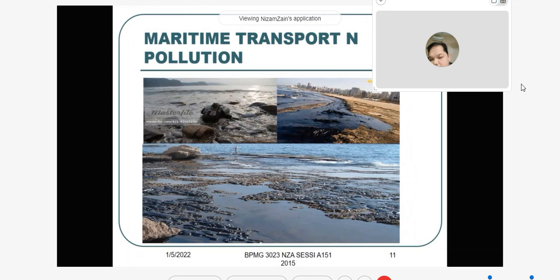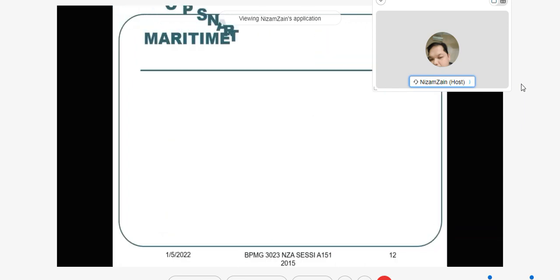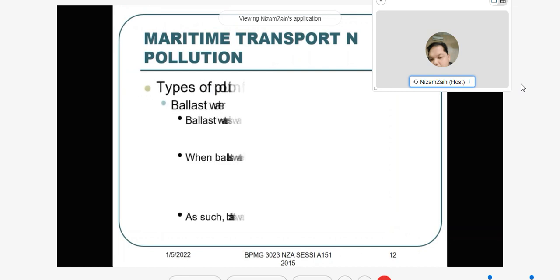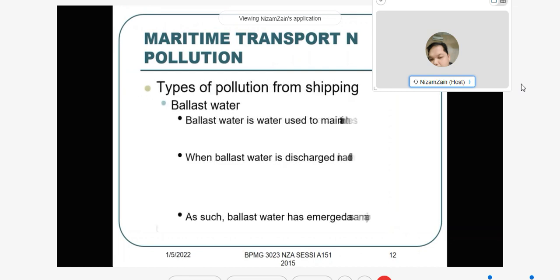Okay, last Sunday we stopped here, whereby I showed you the effect of oil spill to the sea, to the beaches, and to the organisms in the sea, the fish and seafood. Okay, then you go to the second type of pollution, which is ballast water.